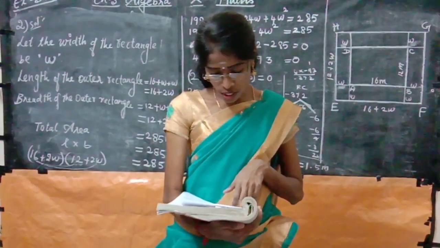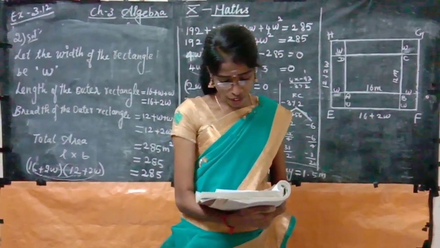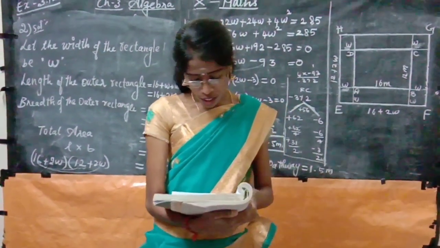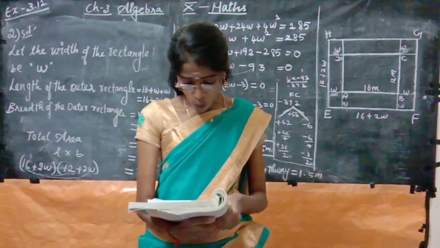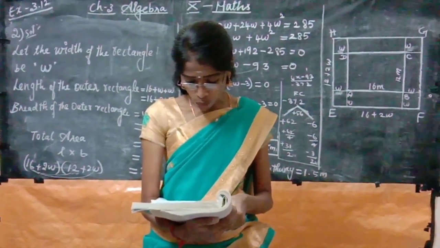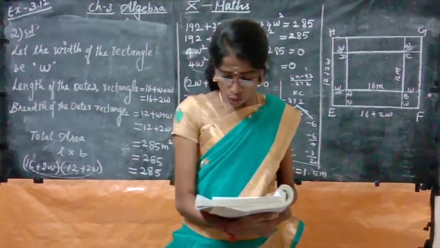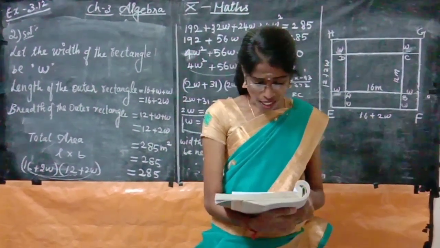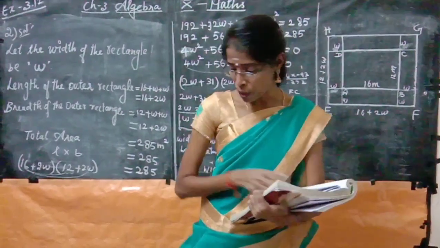Take page number 117. See the second sum. A garden measuring 12 meter by 16 meter is to have a pedestrian pathway that is W meters wide installed all the way around so that it increases the total area to 285 meters square. What is the width of the pathway? In this one, we have to find the width of the pathway.